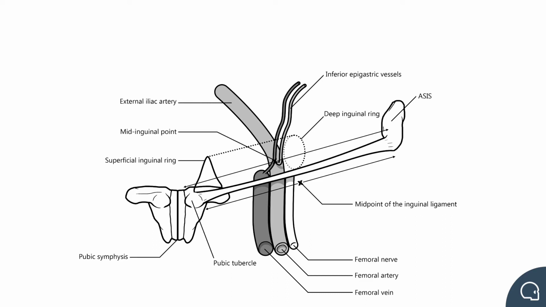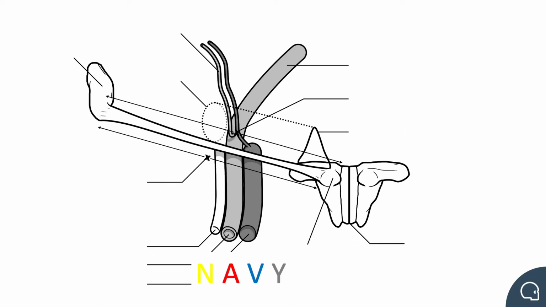I'd quite like to talk about the three structures just going underneath the inguinal ligament. And it's important to know which order these are in. There's a really easy mnemonic to remember. Remember the mnemonic NAVY, standing for N for the femoral nerve, A for the femoral artery, and V for the femoral vein. The Y stands for Y-fronts.